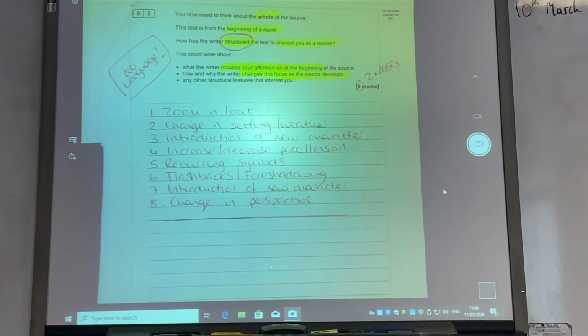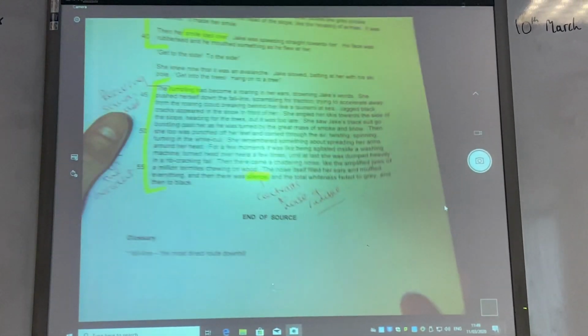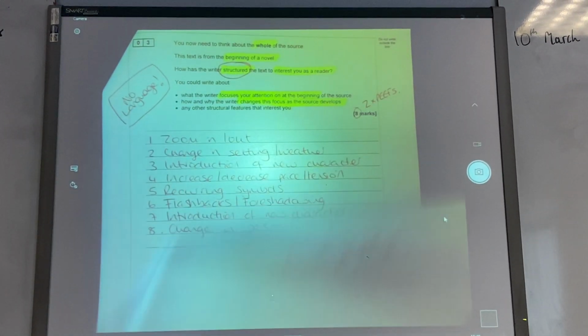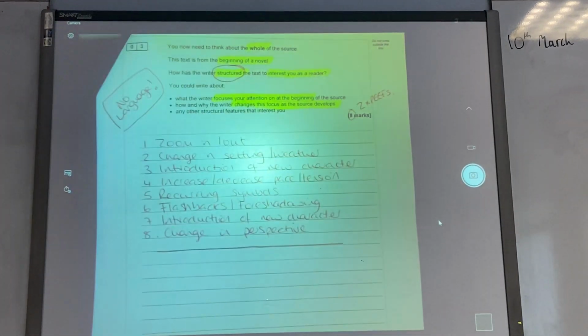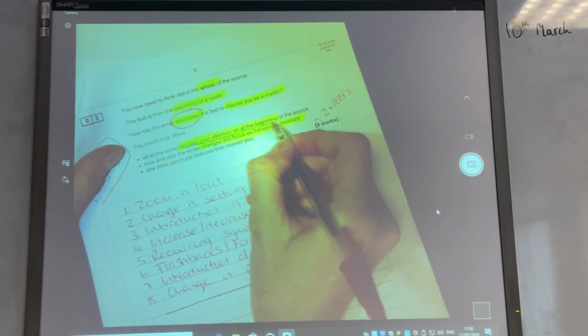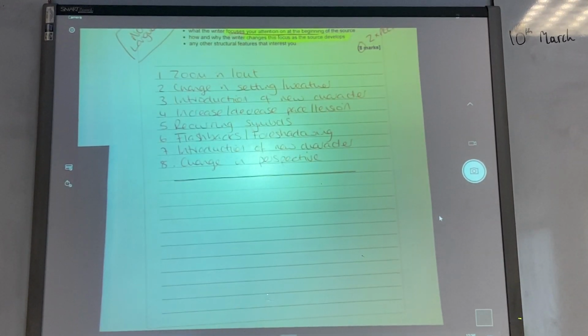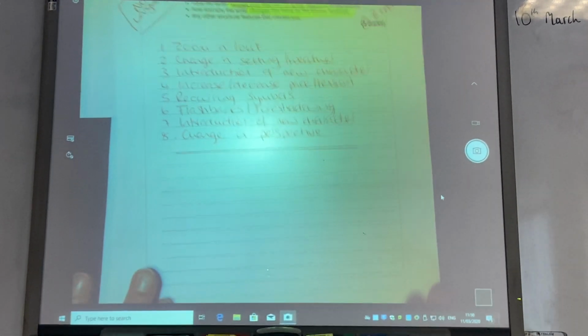Okay, and we're now going to just walk through how to answer question 3. So don't forget all your notes that we've just gone through that you've hopefully watched on the previous little clip. And now we're going to practice answering it. So I am going to write about what the writer focuses our attention on at the beginning. So you could follow along with me in this paragraph, and then you're going to do one of your own.